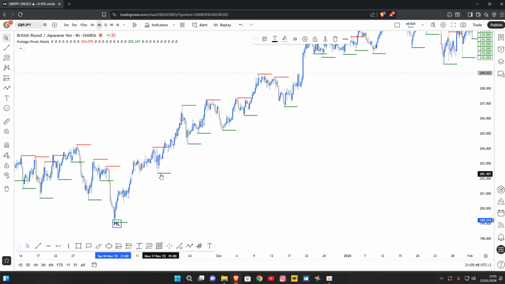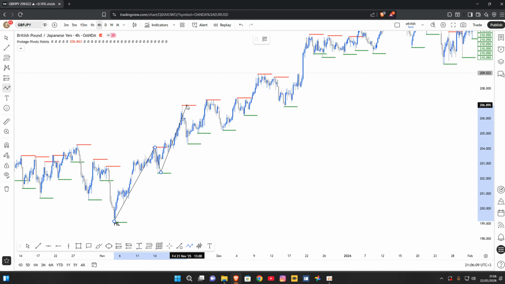For you to do that, you can use this path tool over here. From here to here, that's a higher high, and then this was a pullback. Are we together? Then from there to this point here, it was a higher high, and then price pulled back to this level, forming a lower high, rather a higher low.